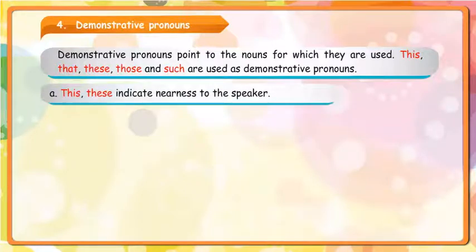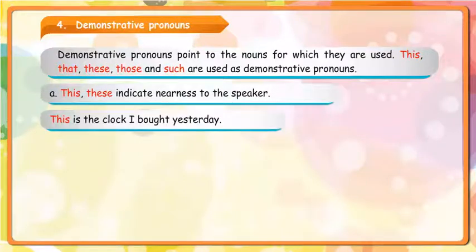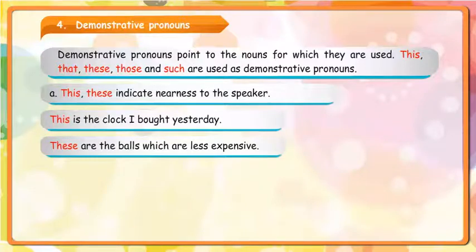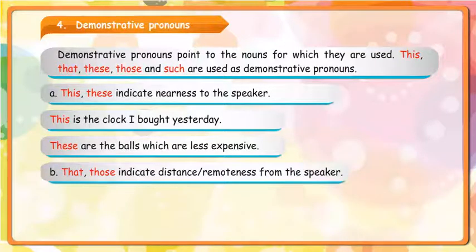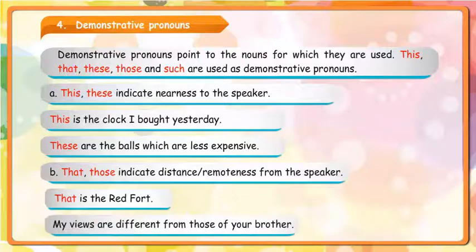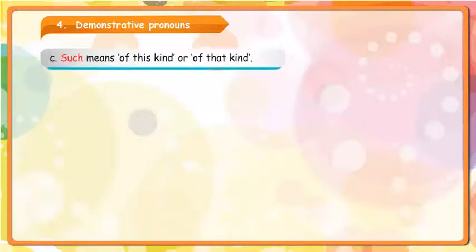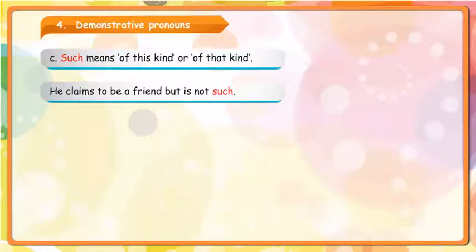This, these indicate nearness to the speaker. This is the clock I bought yesterday. These are the balls which are less expensive. That, those indicate distance or remoteness from the speaker. That is the Red Fort. My views are different from those of your brother. Such means of this kind or of that kind. He claims to be a friend but is not such.